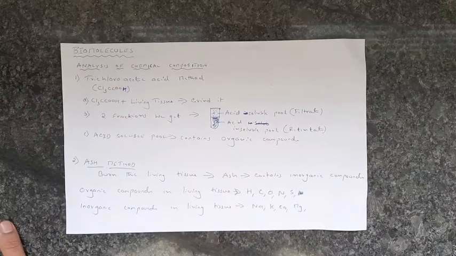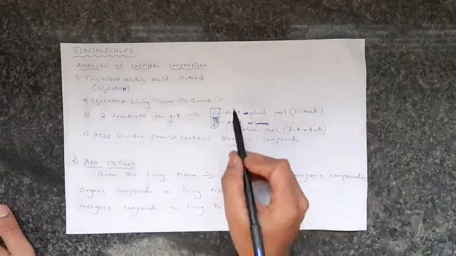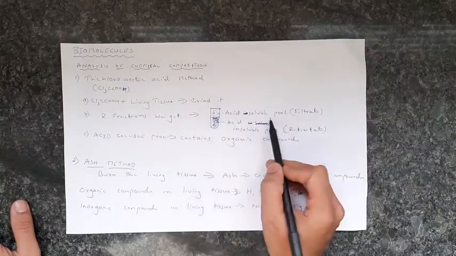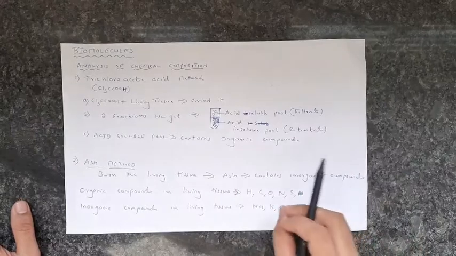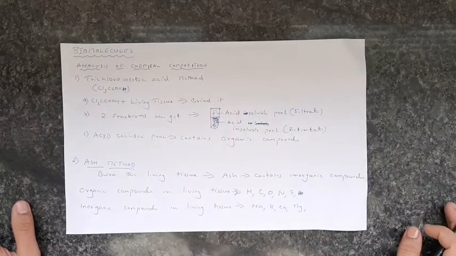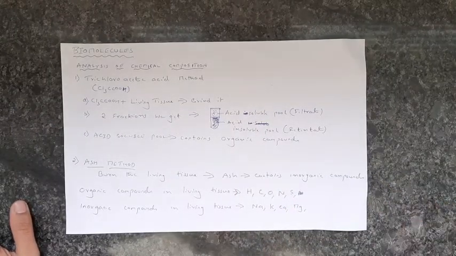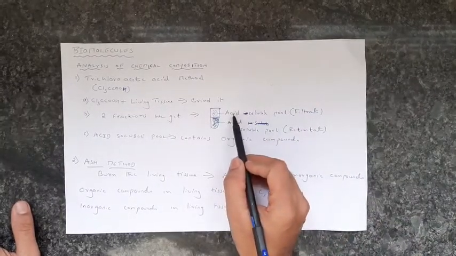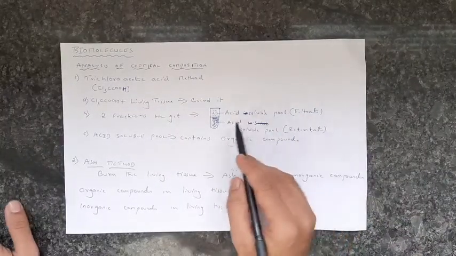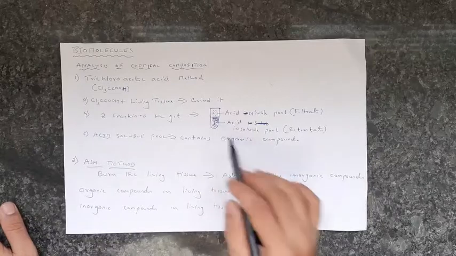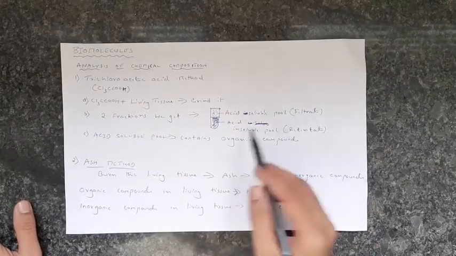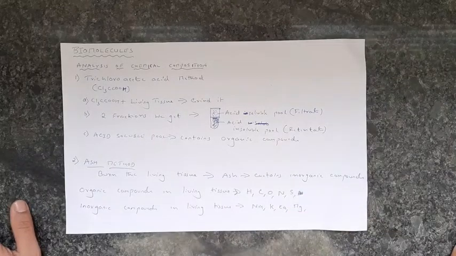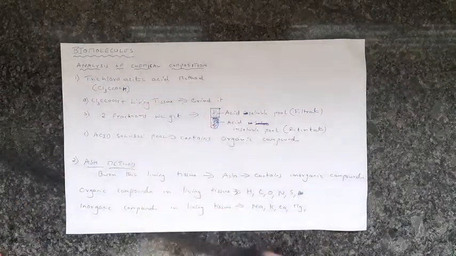The one fraction, which is the filtrate, is the acid soluble pool. The acid soluble pool mainly contains the organic compounds: carbon, hydrogen, oxygen, nitrogen. All these things will be there in the acid soluble pool, whereas we get one more fraction called the retentate, the acid insoluble pool, which mainly contains inorganic compounds. So that is actually the first method.